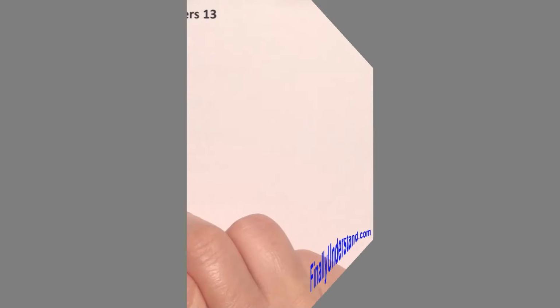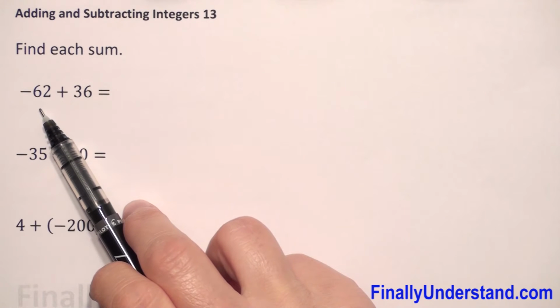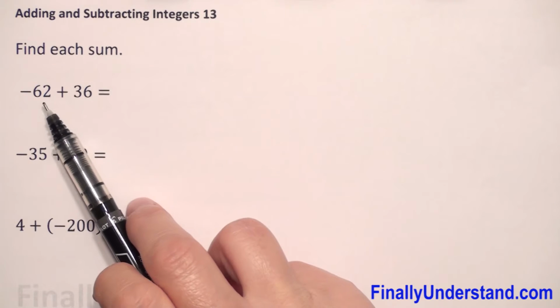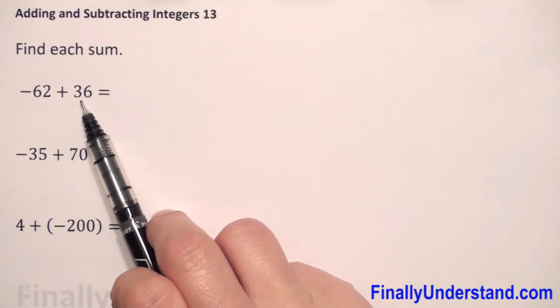We have to find the sum. In the first example, we have negative 62 plus 36. We have addition of integers with different signs. So first we check which number is greater, 62 or 36. 62, of course, is greater than 36.